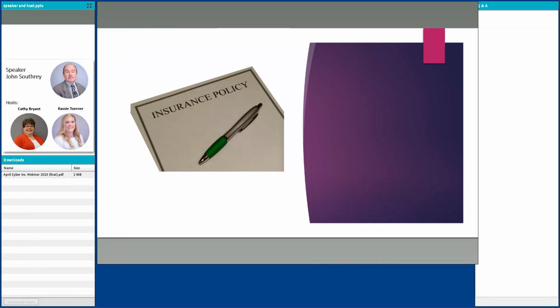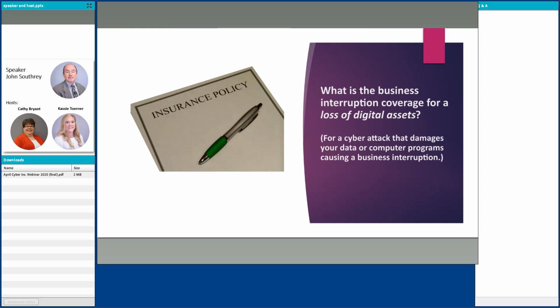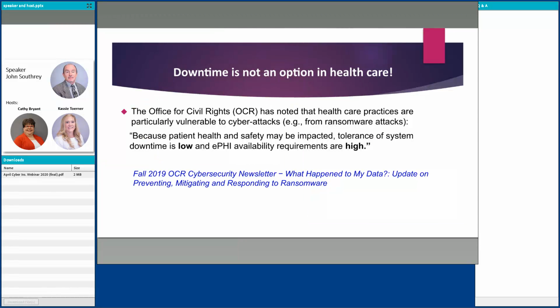So let's take an insider look at the insurance policy. And the big question is, what is the business interruption coverage for a loss of digital assets? Digital assets are your data and your computer software programs. For a cyber attack that damages your data or computer programs, causing a business interruption. So the next couple slides are going to talk about business interruption.